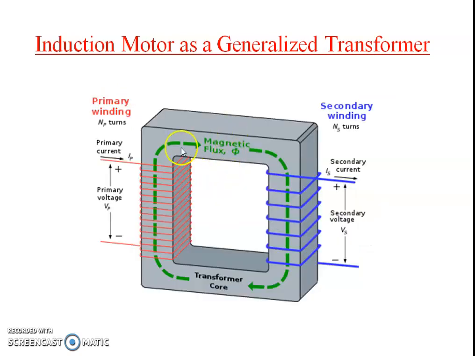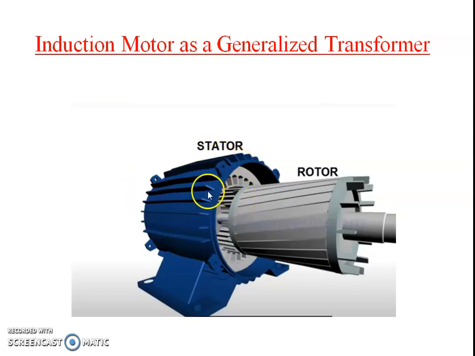In the case of the transformer, whatever flux is created by the primary winding flows towards the secondary through the magnetic core. We simply call it the transformer core. But in the induction motor, whatever flux is created by the stator winding is transferred to the rotor. It flows towards the rotor through the air gap. The air gap is present between the stator and the rotor.